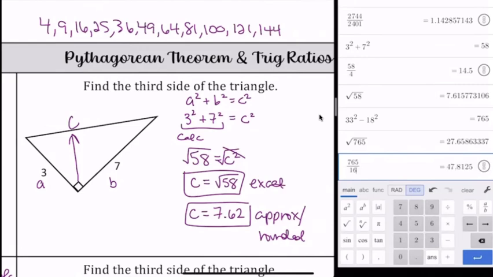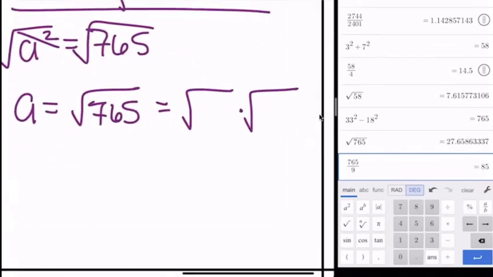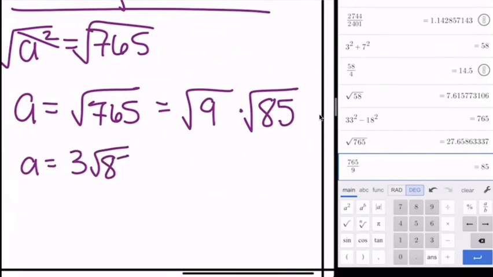We get close there. Oh, there we go. 9. 9 times 85. Okay, and then the square root of 9 is 3. So 3 times the square root of 85 should be our final answer.